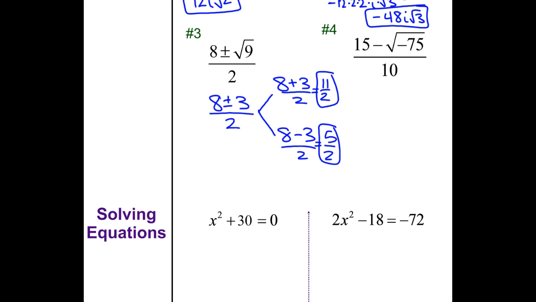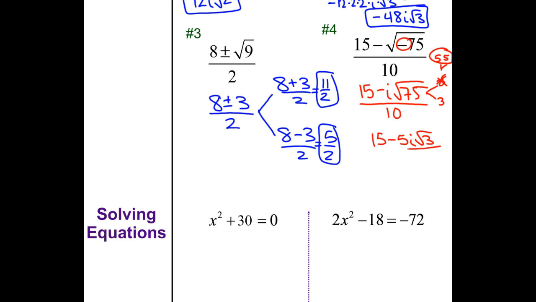I'm going to switch colors here quickly so we can do this next part, because I'm going to actually take out the i to get rid of the negative there. So it's 15 minus i times the square root of 75 divided by 10. Break that up, it becomes 3, 25, 5 and 5. There's that. So we have really 15 minus 5i square root of 3 divided by 10. Look for the pieces that we can pull out. What can I take out of each piece? I can pull out a 5. So it's really 3 minus i square root of 3 divided by 2. And there is our solution.